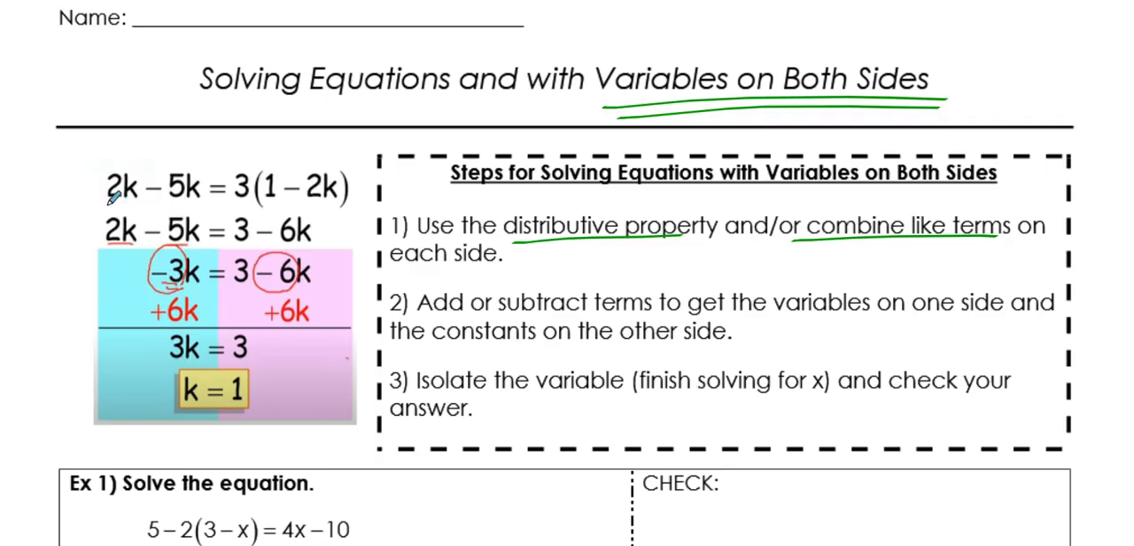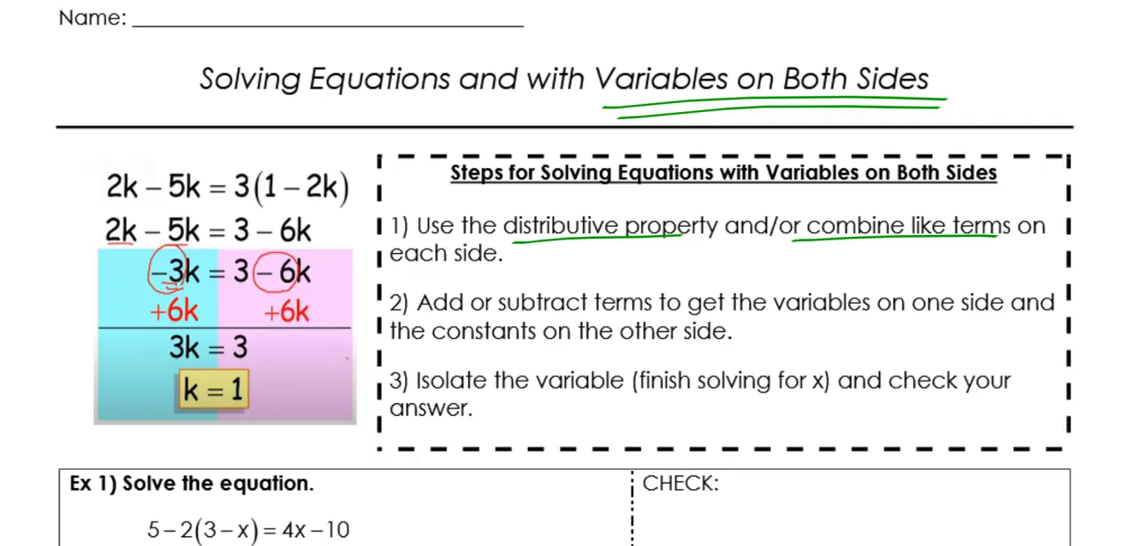So that's what we're showing here. These two are coming together. To make that negative 3k, it's just 2 minus 5. That gives us that negative 3. On the right side, we're distributing. 3 times 1 becomes 3. 3 times that negative 2 becomes that negative 6. So we're not doing anything between the two sides. We're doing something on this side, something on that side separately. That's that first step. Combine anything that you can on each side.